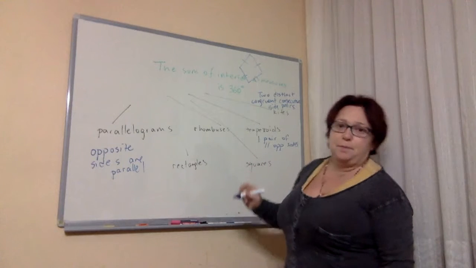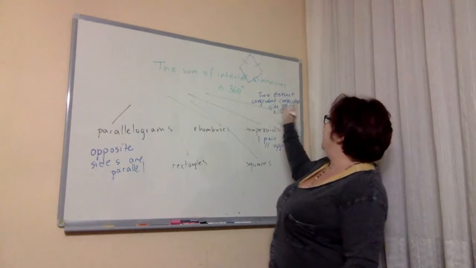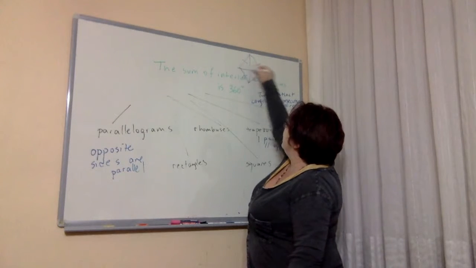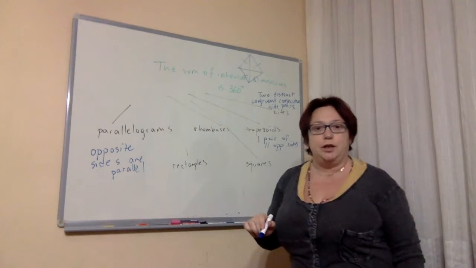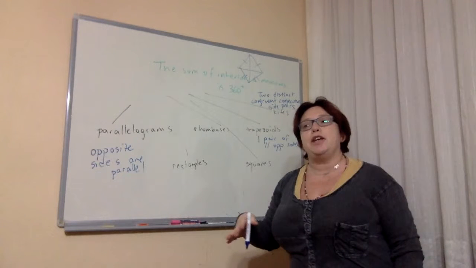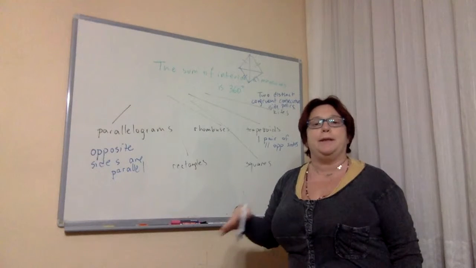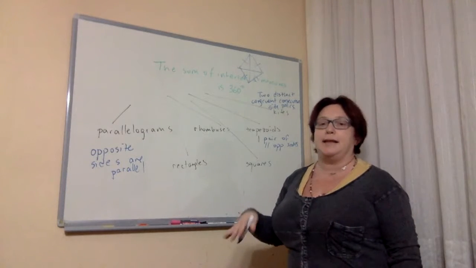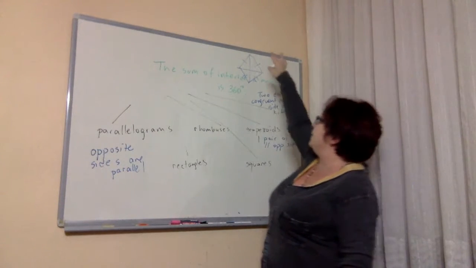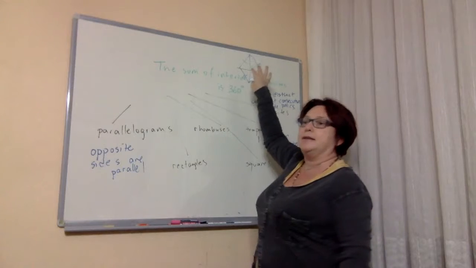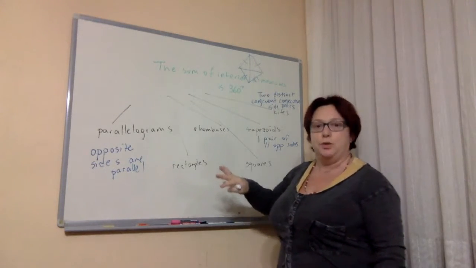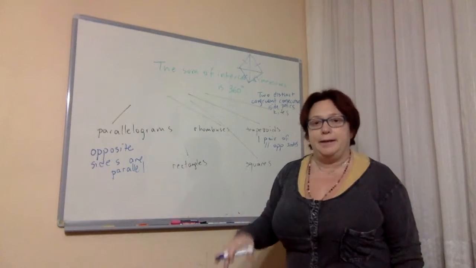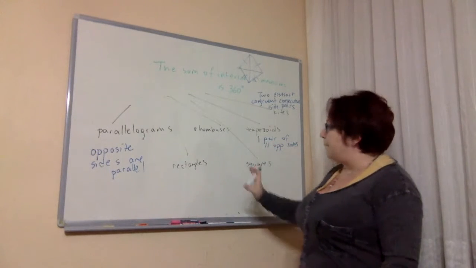A really important property of kites is that the diagonals are perpendicular to each other. And in any situation where the diagonals are perpendicular, I can find the area of that quadrilateral by simply taking the product of the diagonal lengths and dividing by 2. Another situation where I've got the diagonals perpendicular is in the case of a rhombus.